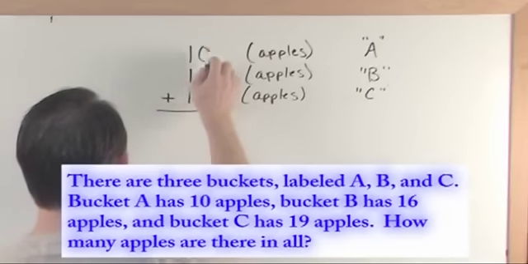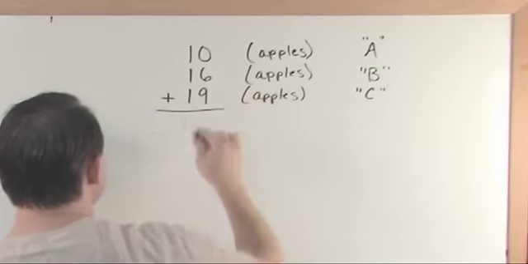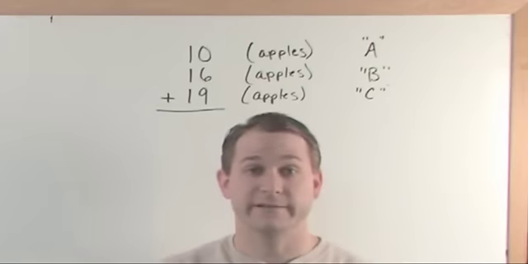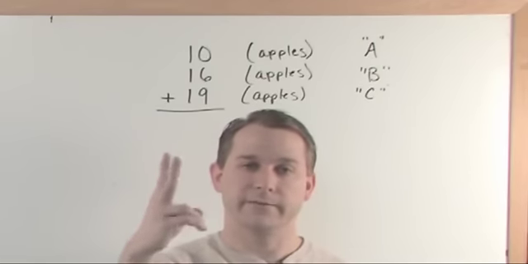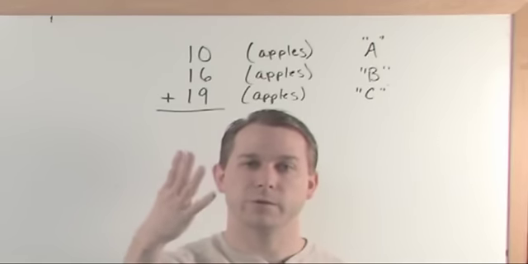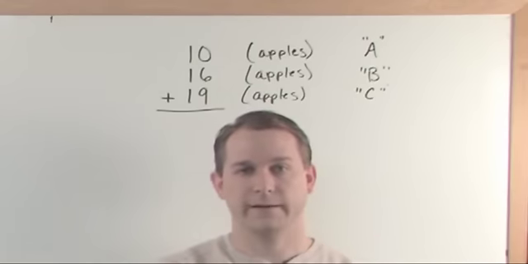9 plus 6 plus 0. Let's start. What's 9 plus 6? 9 plus 6, starting at 9: 10, 11, 12, 13, 14, 15. Okay, so I added 6.